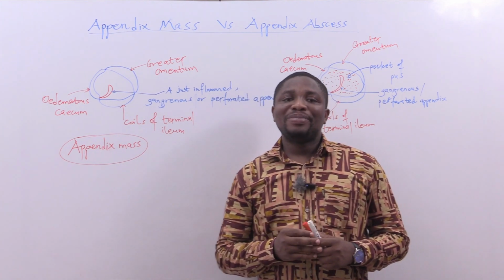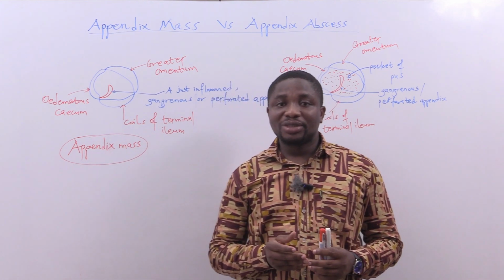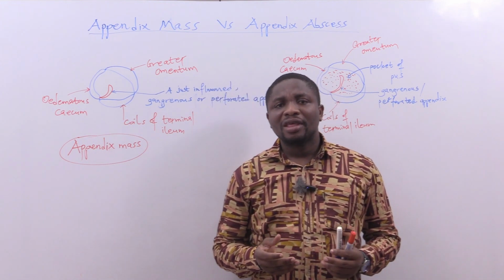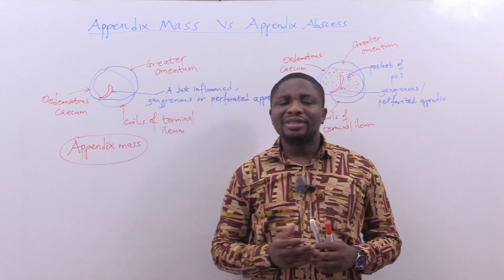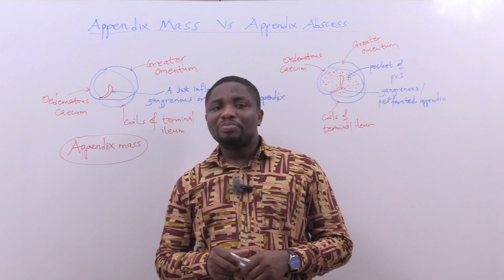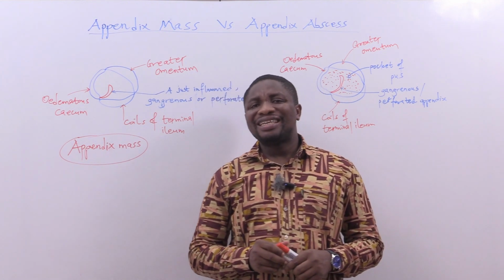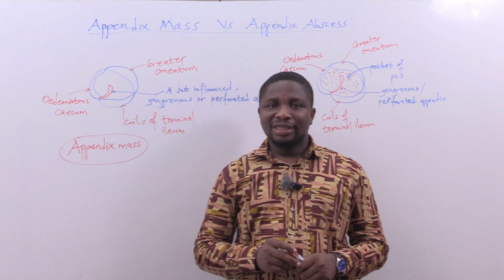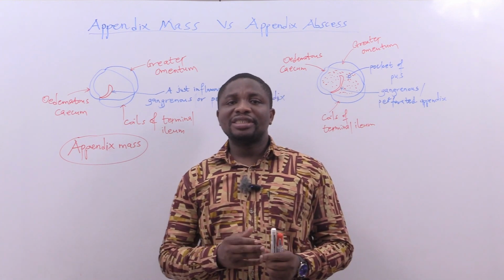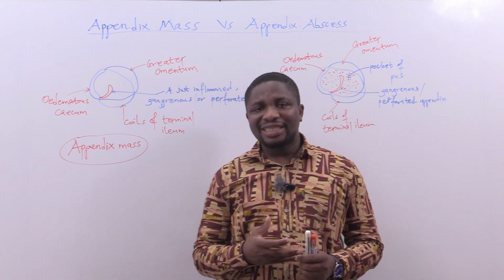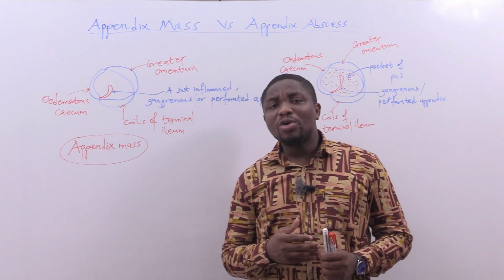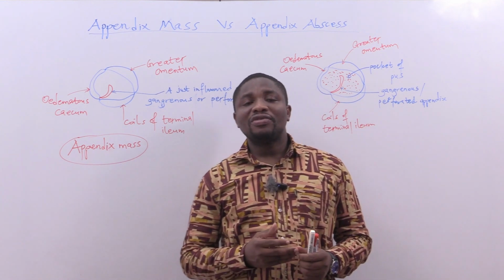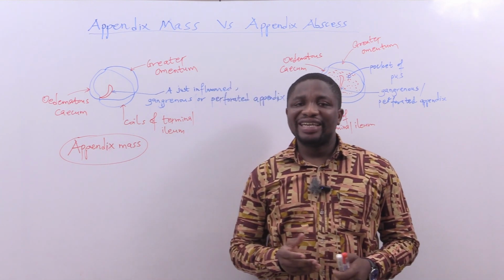Appendiceal mass or appendiceal abscess mostly presents as a lump in the right iliac fossa of the patient, or sometimes in the lumbar region, depending on the position of the appendix. It is usually seen in patients if the acute appendicitis has been ongoing for at least 3 days. So the lump will come in the form of an appendix abscess or an appendix mass.